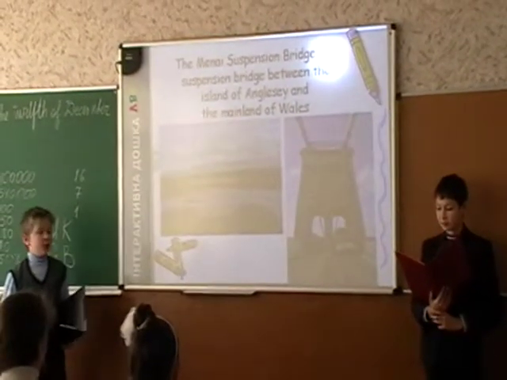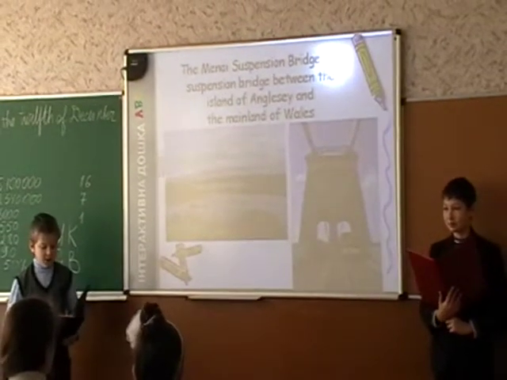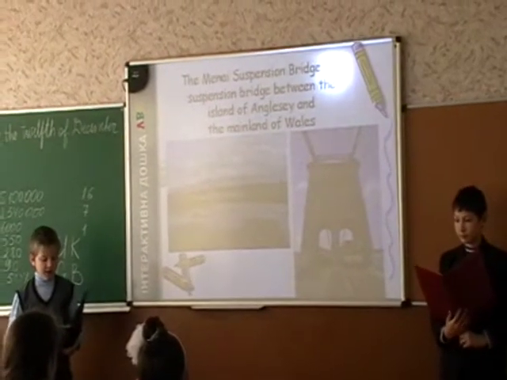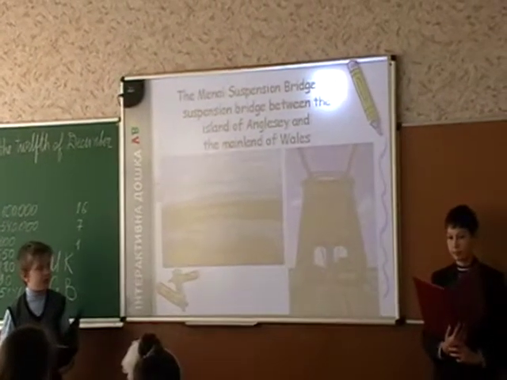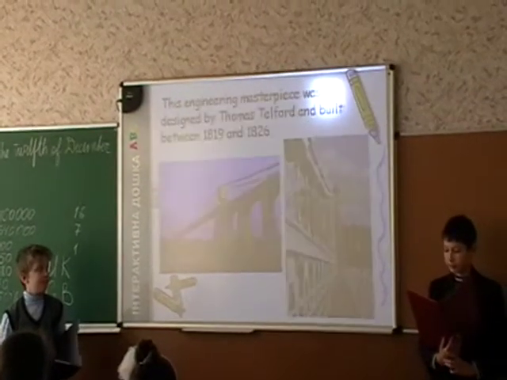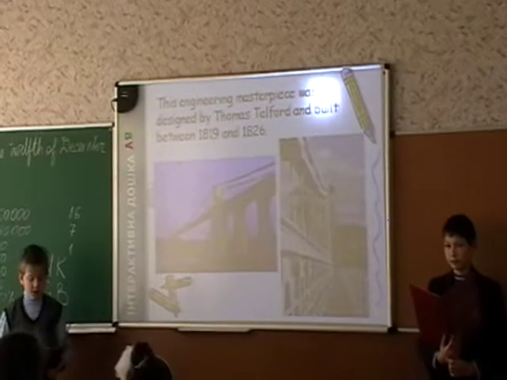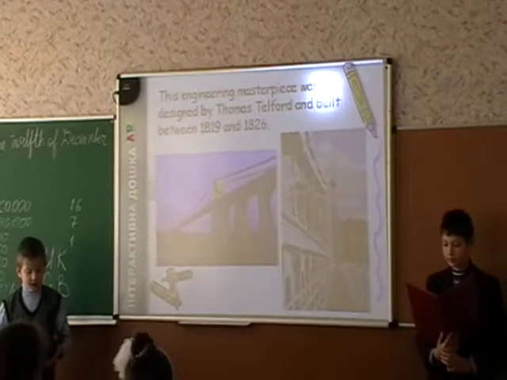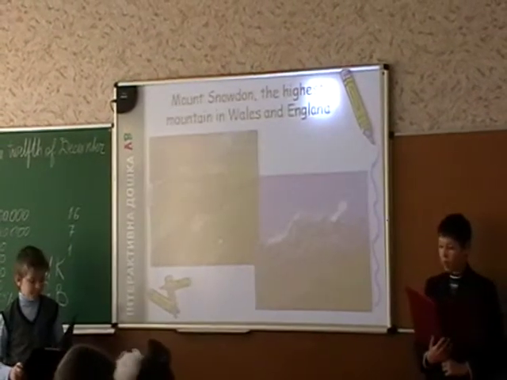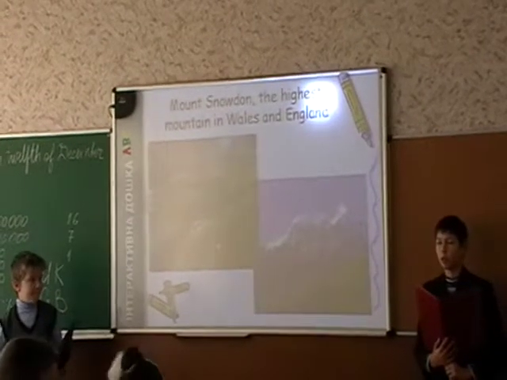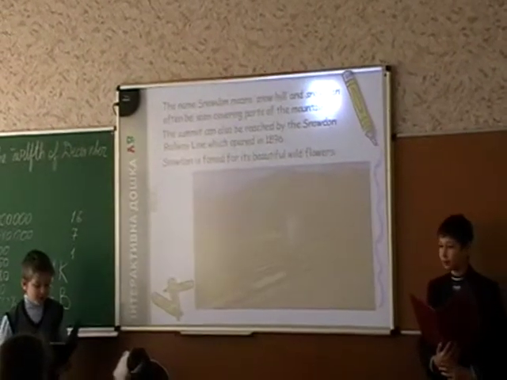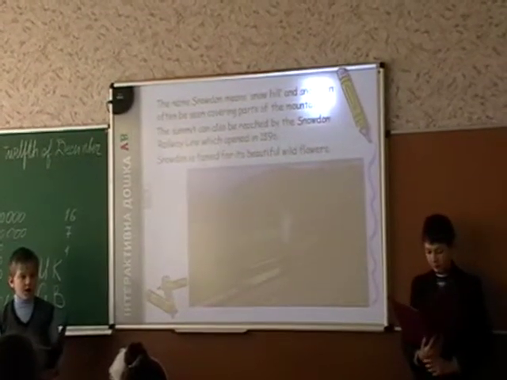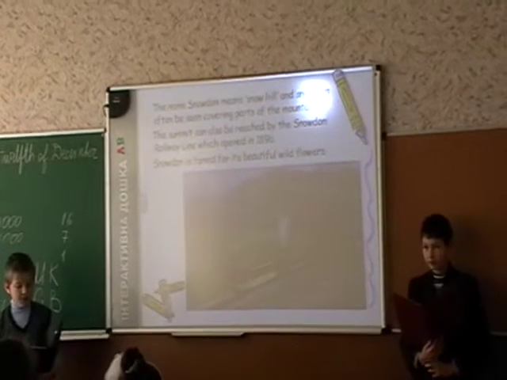The Menai Suspension Bridge. The Menai Suspension Bridge is a suspension bridge between the northern island of Anglesey and the mainland of Wales. This engineering masterpiece was designed by Thomas Telford and built between 1819 and 1826. Mount Snowdon is the highest mountain in Wales and England. The name Snowdon means snow hill, and snow can often be seen covering parts of the mountain.